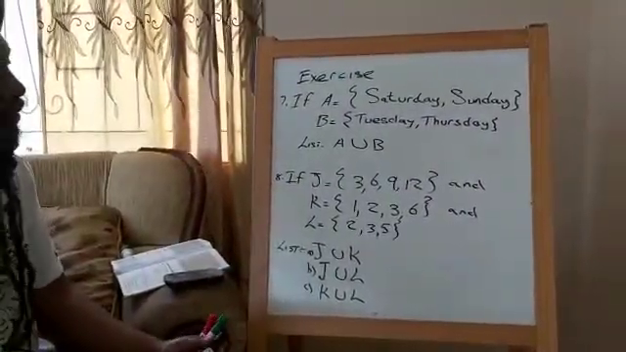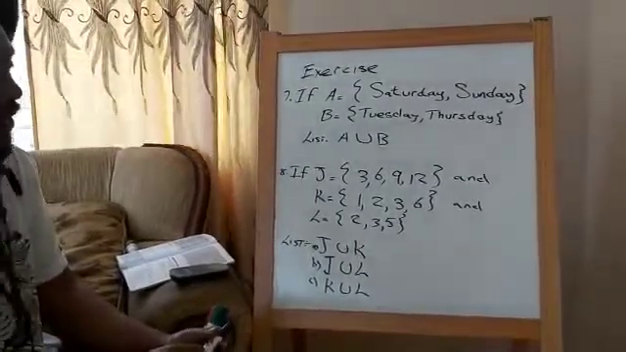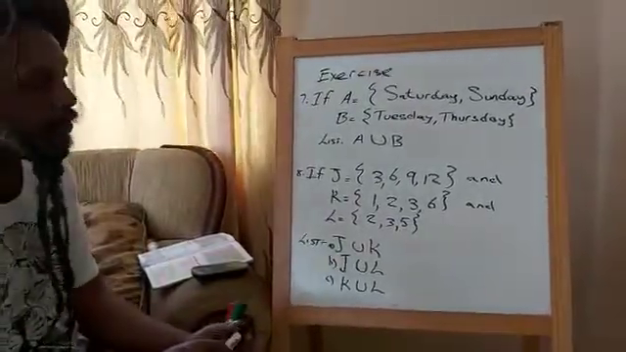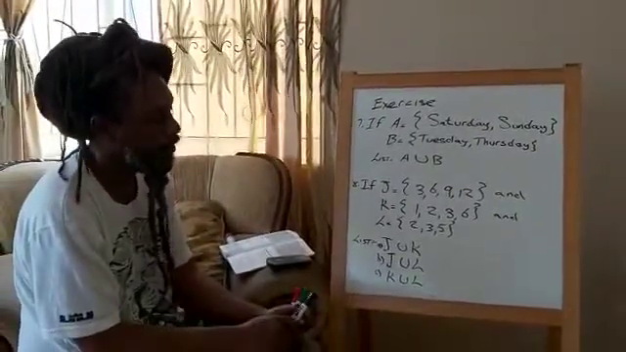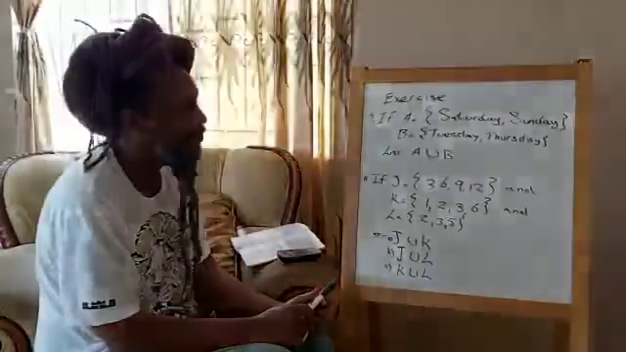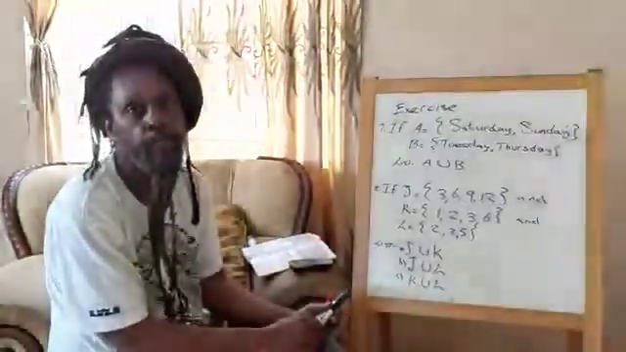Number 8. If J is equal to {3, 6, 9, 12}, and K is equal to {1, 2, 3, 6}, and L is equal to {2, 3, 5}, list: A, J union K; B, J union L; and C, K union L.